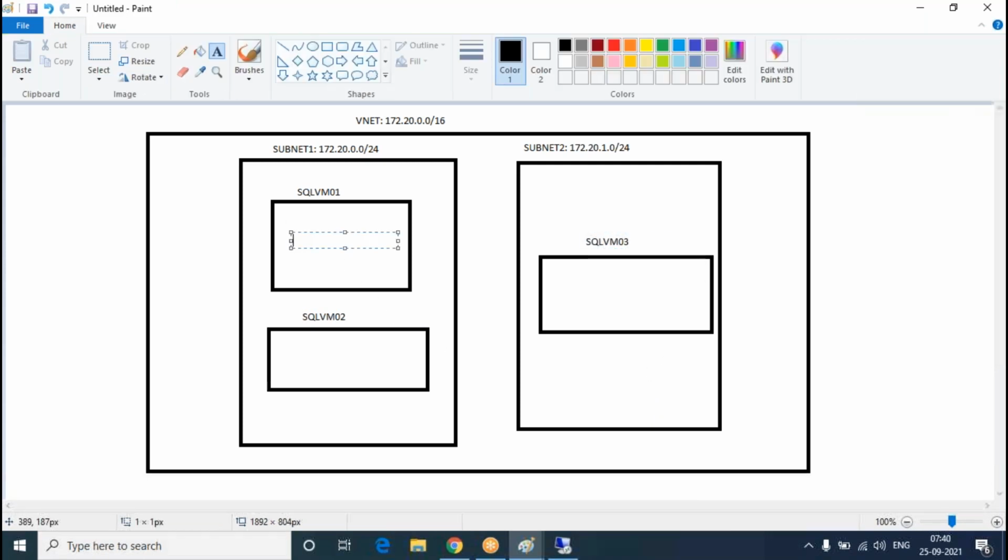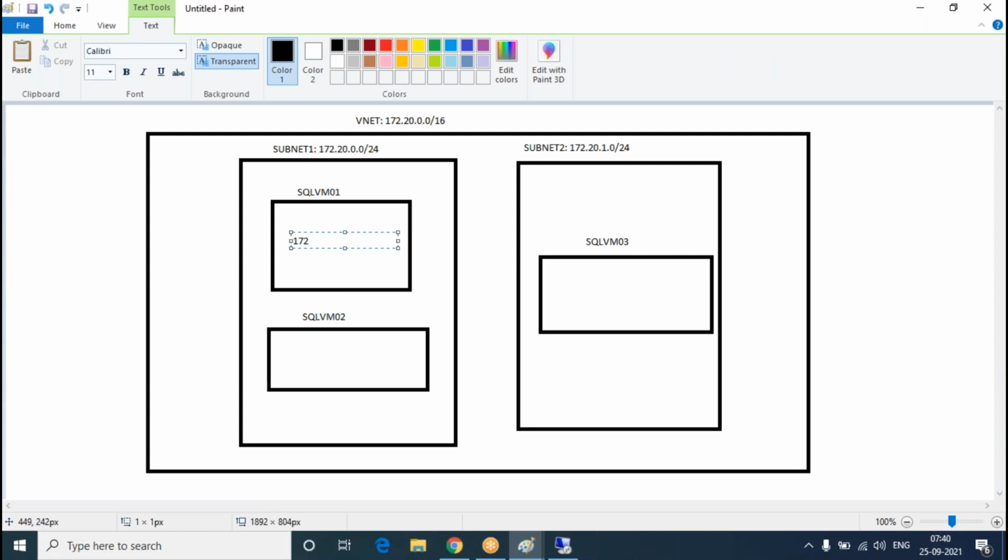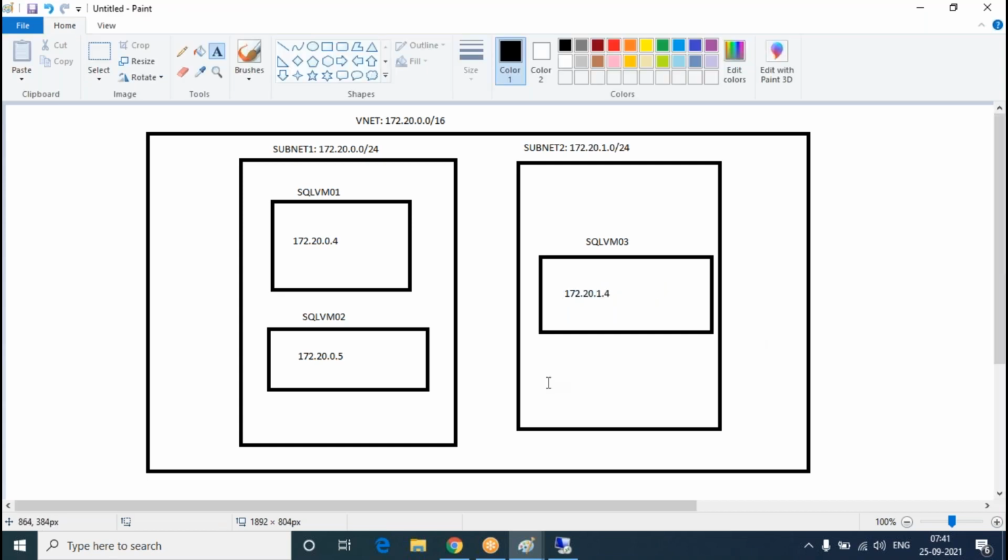The IP of this machine is, what is the IP? Can anyone tell? 172.20.1.4. Sorry, it should be 0.4 because that's in the 0. And here 172.20.1.5. And here 172.20.1.4. So who is taking care of this IP assignment in the sequential order?